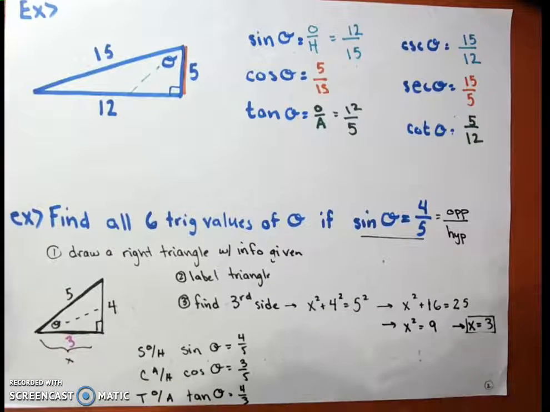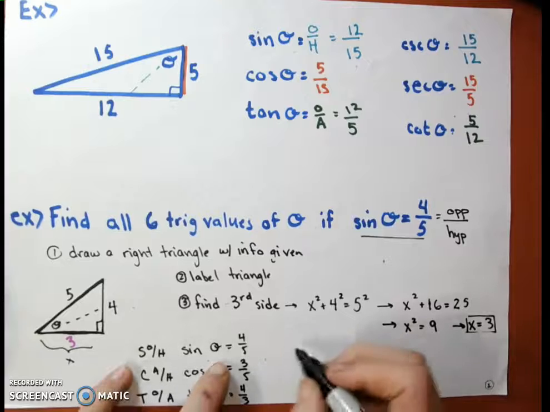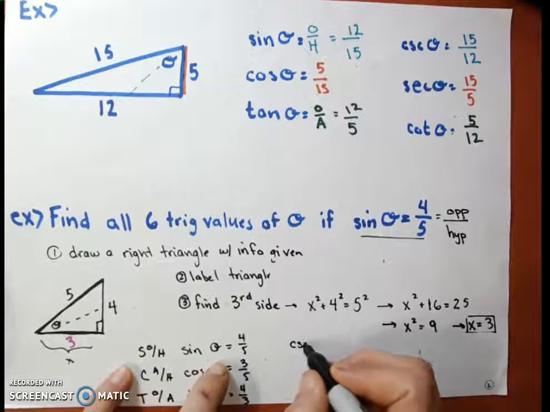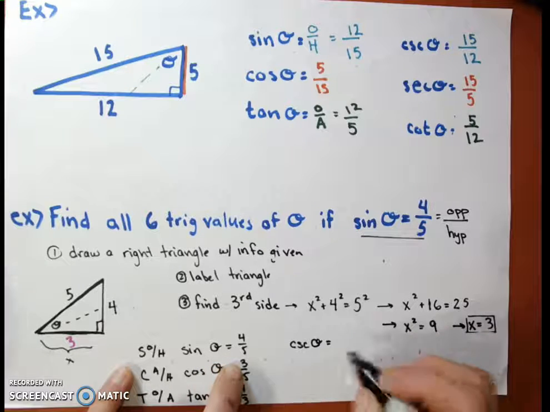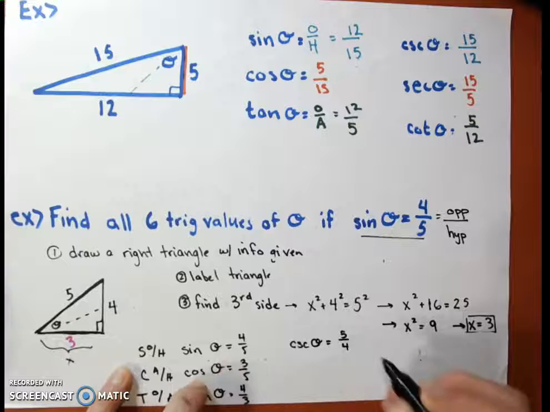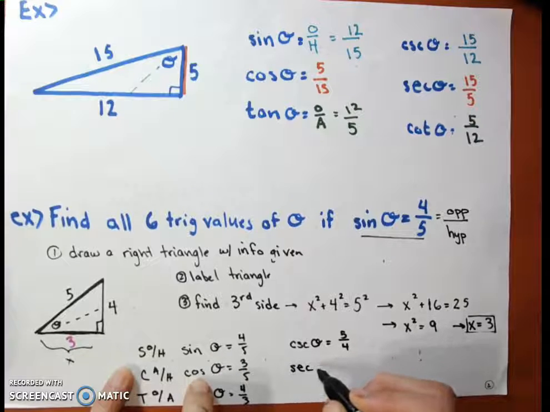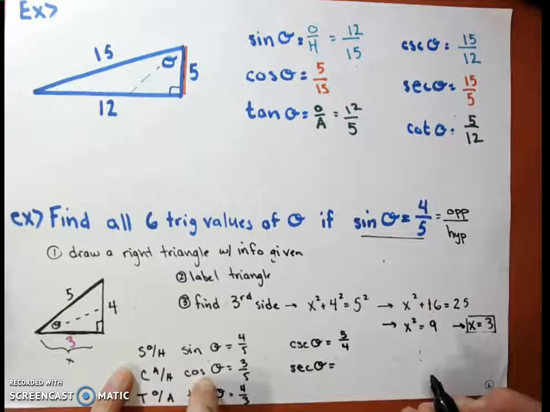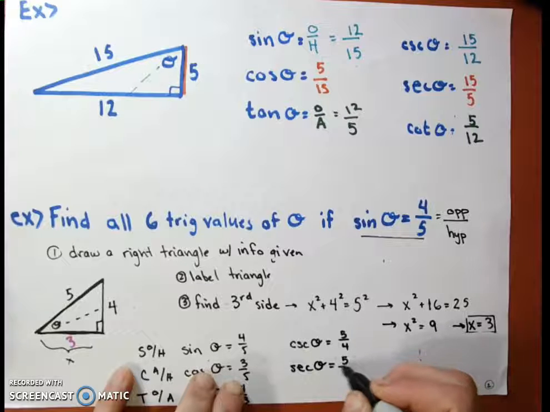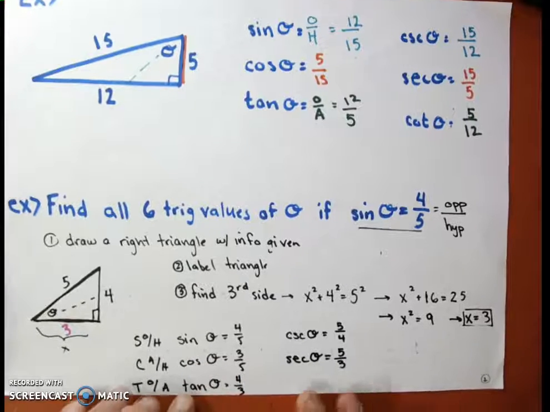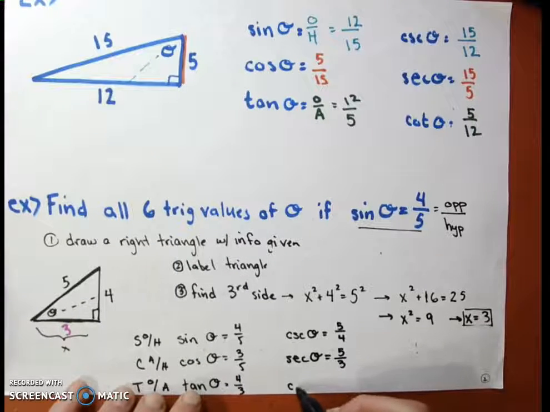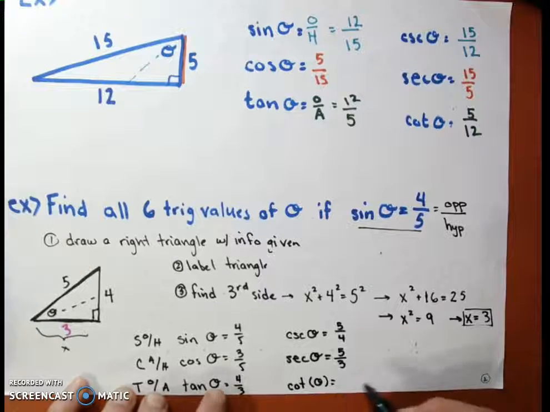Now I get the reciprocals by just flipping these upside down. So sine is paired with cosecant, and that's going to be 5 over 4. Cosine already has the co, so it's paired with secant rather than cosecant, and I flip it upside down, so I get 5 over 3. Tangent doesn't have a co, so it gets paired with the cotangent. And I flip 4 over 3 upside down to get 3 over 4.